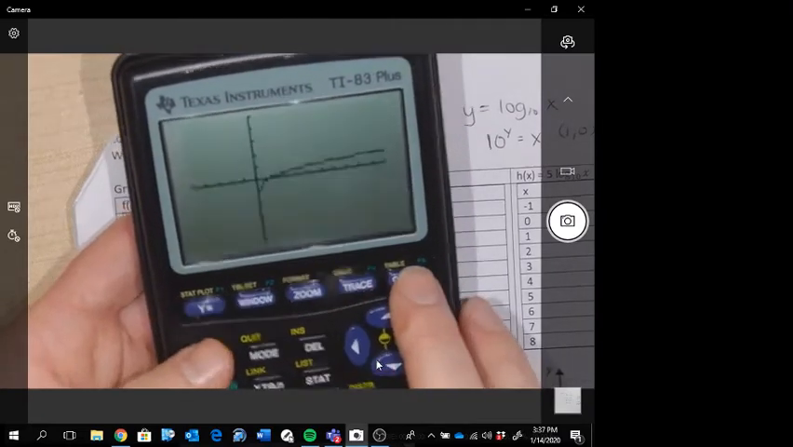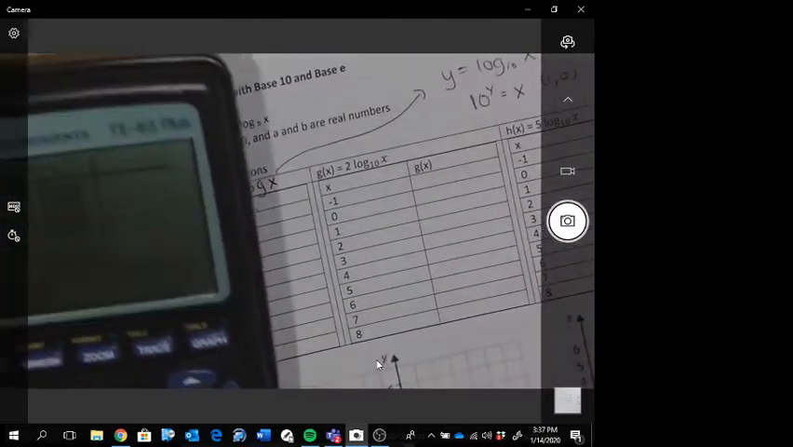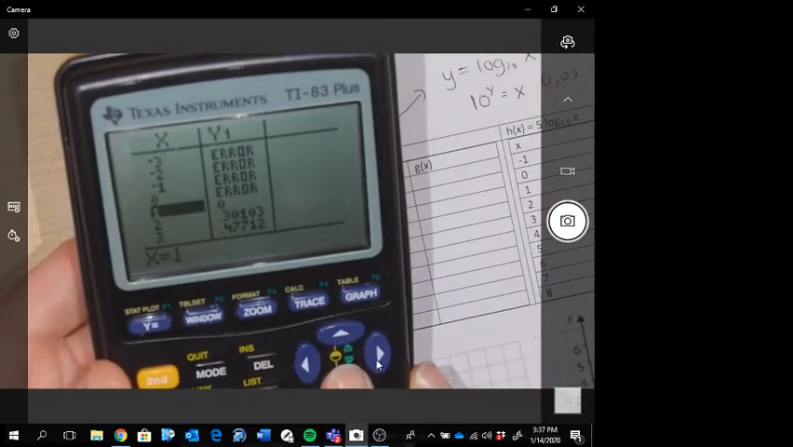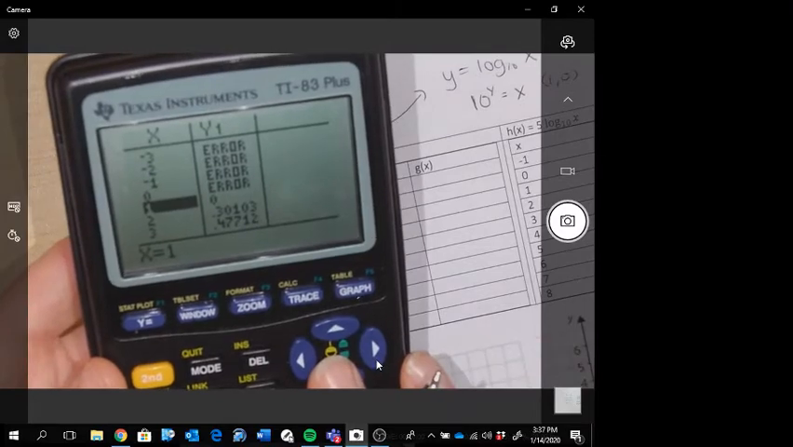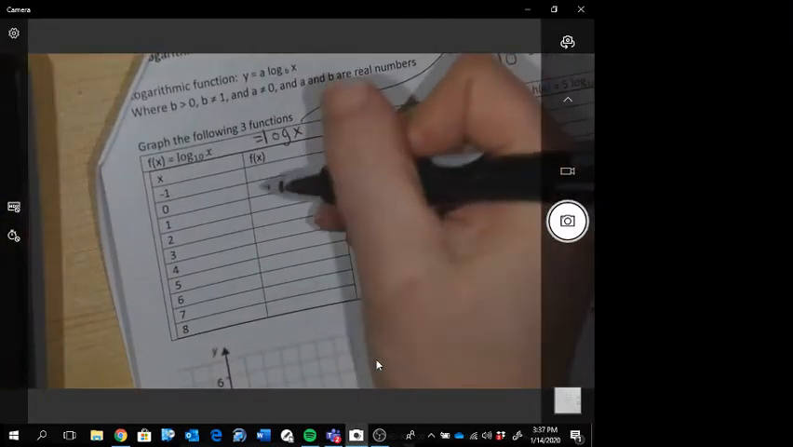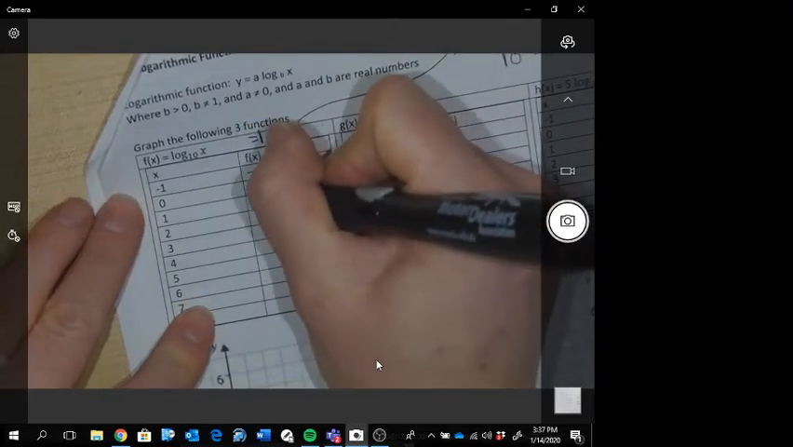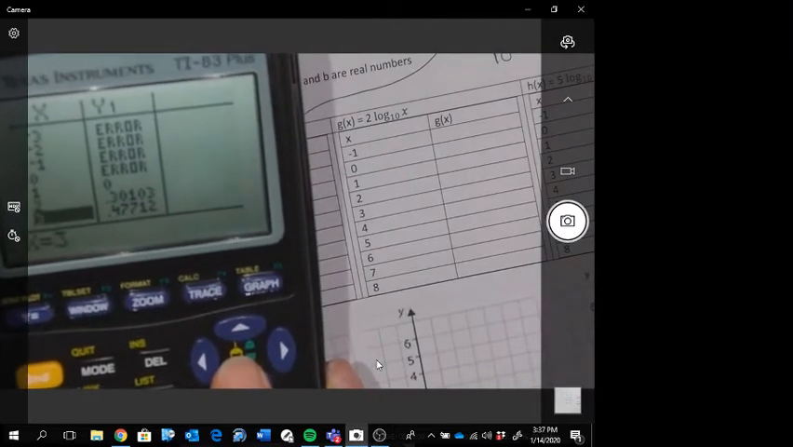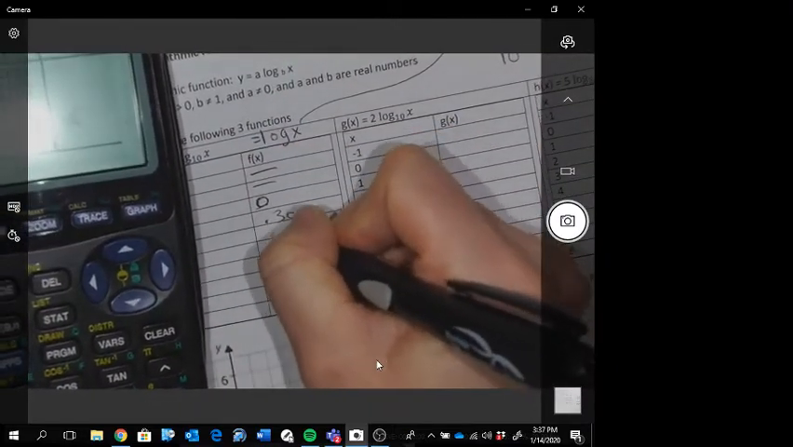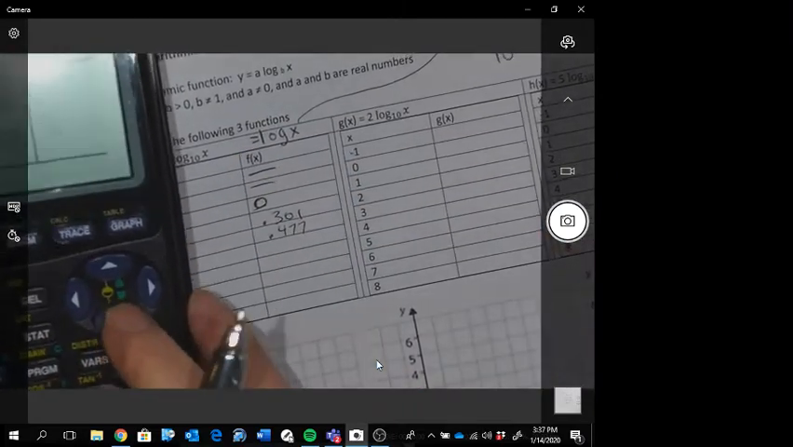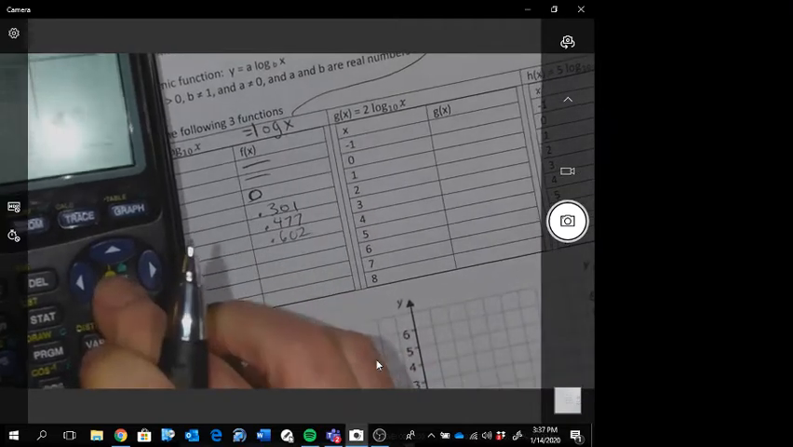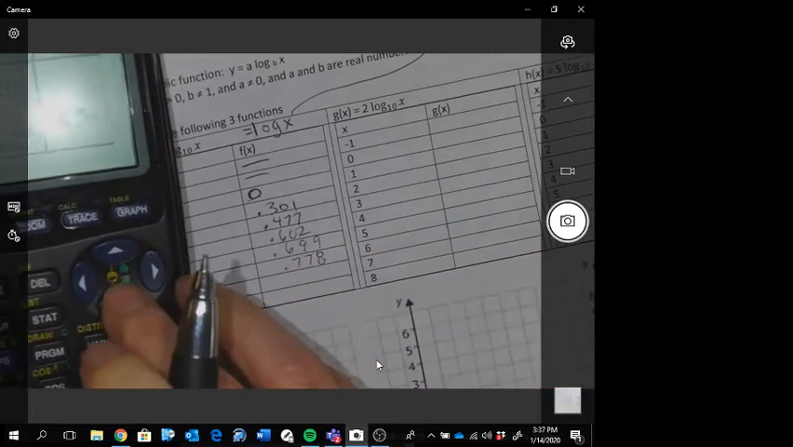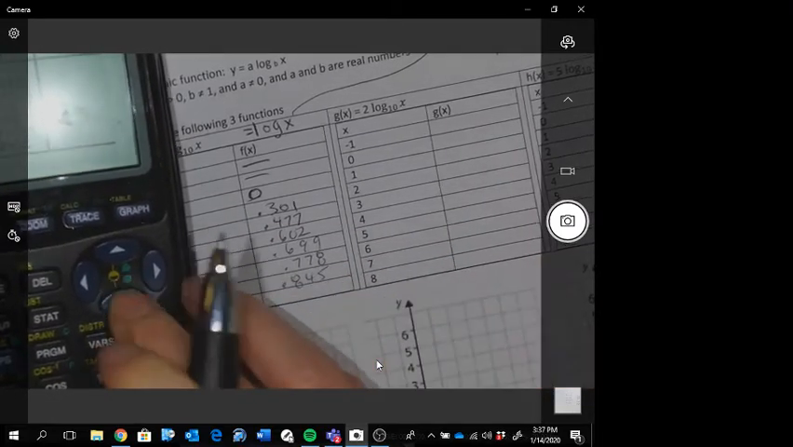Okay, so we have a table of values to fill in. You can see that there's errors here. Our first point is (1, 0). And then you can see this is 0.301, 0.477, 0.602, 0.699, 0.778. So it's increasing, but it's not increasing very fast.